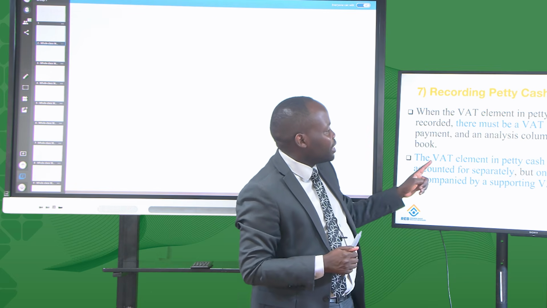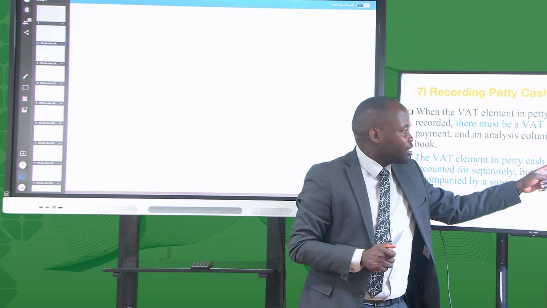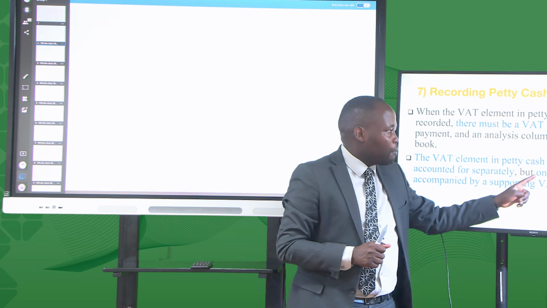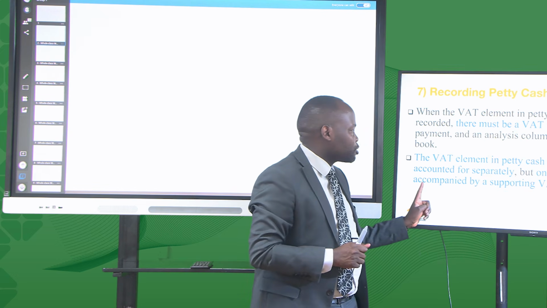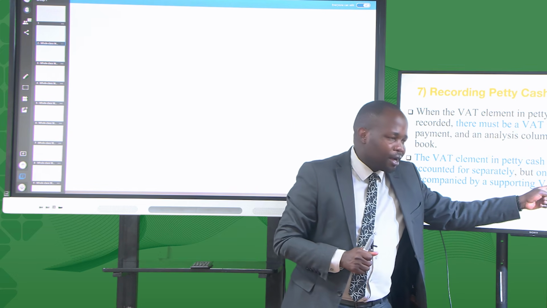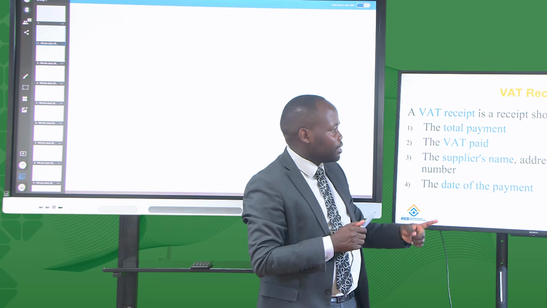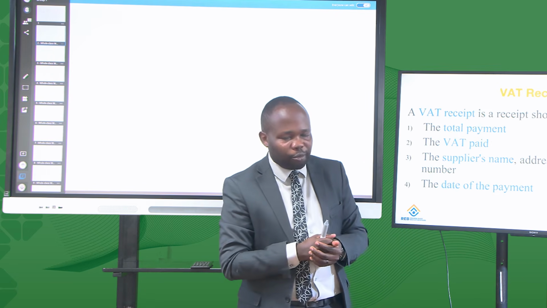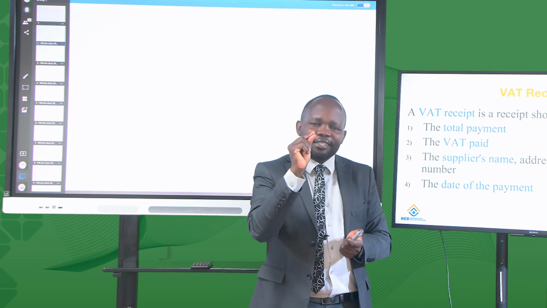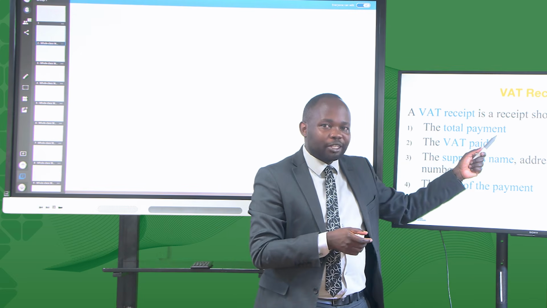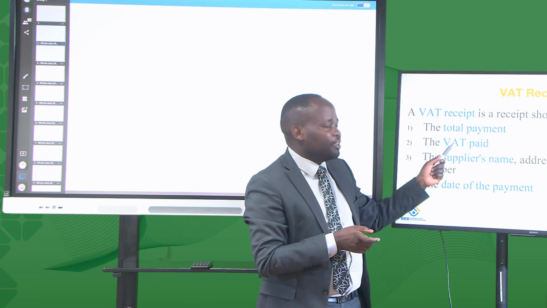I'll come to that. The VAT element in the petty cash transactions should be accounted for separately, but only if the transactions are accompanied by a receipt. Don't account for VAT if there is no receipt. A receipt is a supporting document. Now, a VAT receipt contains the following. I've already mentioned it: the total payment which was made, and out of that, the VAT paid.